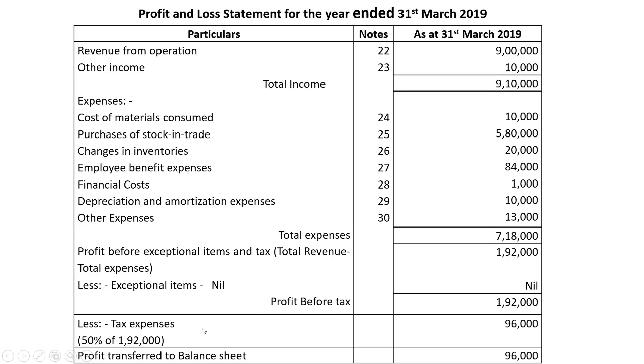From that less tax expenses, that is 50% on profit, as stated. So 50% of 1,92,000 leads to 96,000. You are going to less that 96,000 as tax expenses from 1,92,000, and the profit transferred to the balance sheet is 96,000.